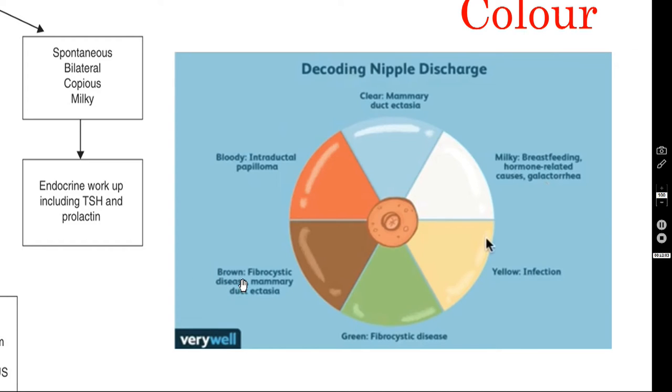If it is brown in color or various colors, multicolor, then you have to think of fibrocystic disease or mammary duct ectasia. If it is green color discharge, then you have to think of fibrocystic disease or fibroadenosis. If it is yellow or purulent discharge, then you have to think of mastitis or breast abscess. If it is milky discharge, usually if it is a pregnant woman, then the cause is physiological, breastfeeding. Or rarely it could be hormone related, prolactinemia, because of prolactinoma or a pituitary tumor, or even hypothyroidism can produce this galactorrhea.